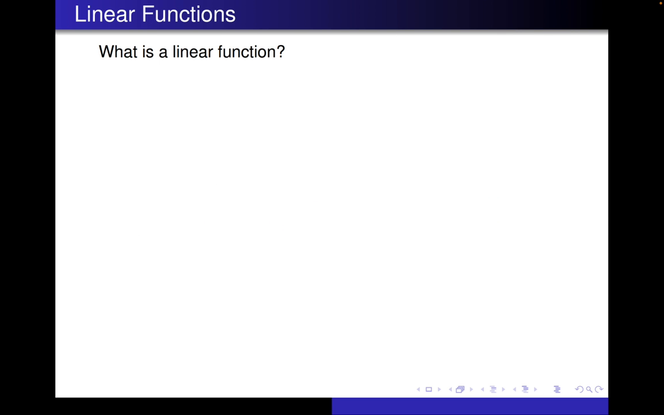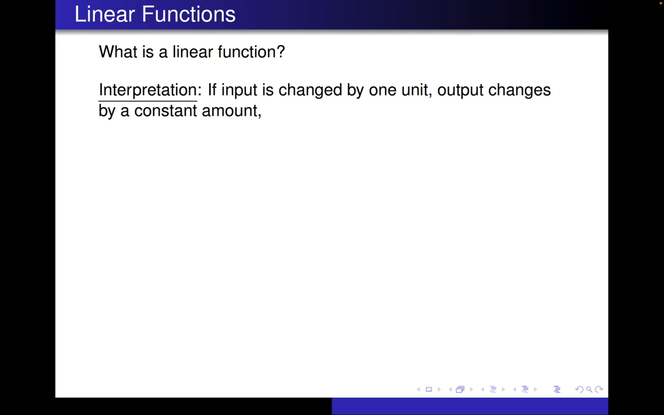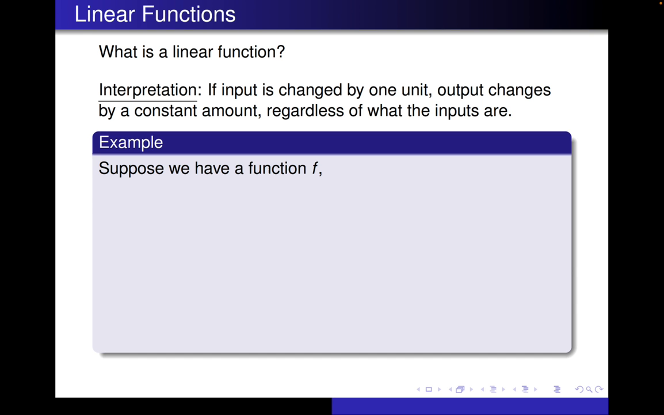Alright, so what is a linear function? Well, there's a lot of ways you can think about a linear function. One interpretation is if the input is changed by 1 unit, the output changes by a constant amount. In other words, you have a constant average rate of change. And that doesn't matter what the inputs are. Wherever your inputs are, your change in your inputs gives you the exact same change in your outputs.